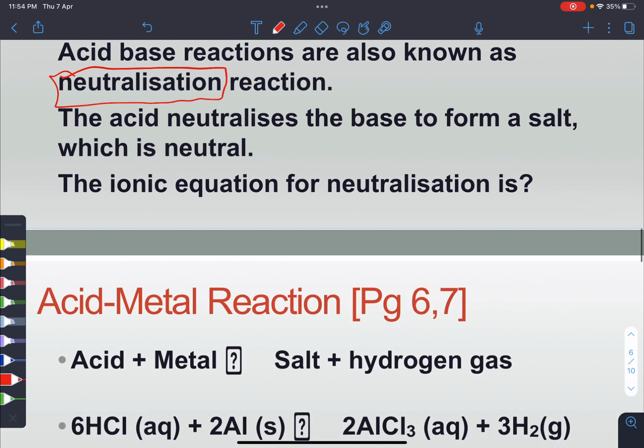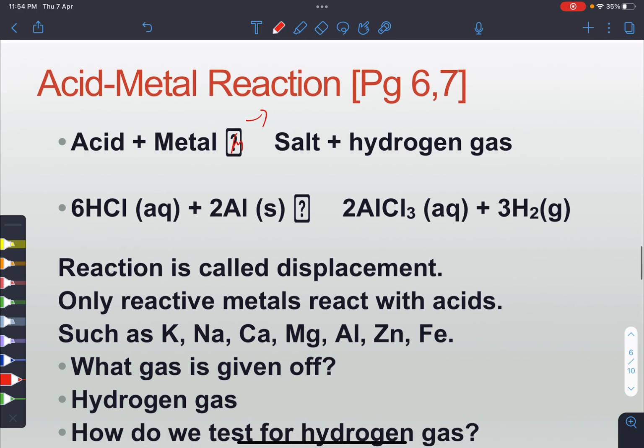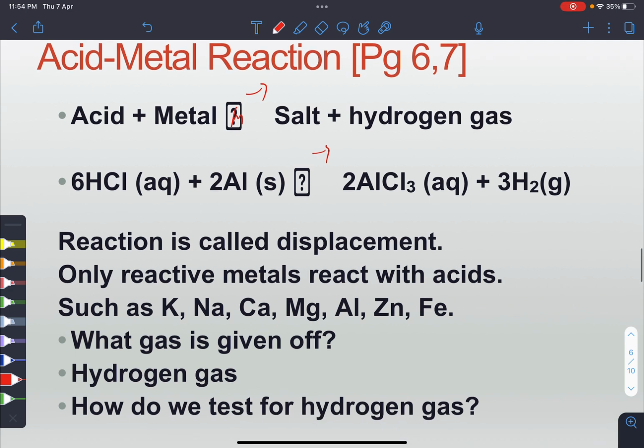Okay, second reaction is here. Acid plus metal gives me salt and hydrogen gas. Cool. And there is also a name here. It's actually what we call displacement. What is displacement? So very simple. Let's break the word down. The root word here is displace.